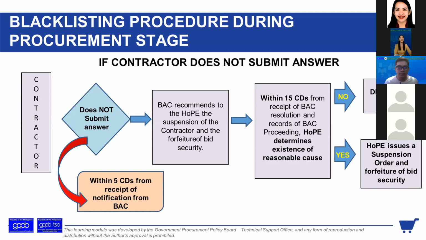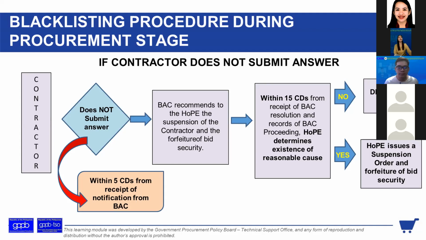So if ang contractor hindi siya nag-answer, anong mangyayari? Within calendar days from receipt of notification from BAC, the BAC shall recommend to the HOPE. Automatic yan. The suspension, automatic yung recommendation, hindi automatic yung suspension. Automatically, the BAC shall recommend to the HOPE the suspension of the contractor and the forfeiture of bid security. Okay? So, pag di siya nag-submit, automatic na lang gagawa yung BAC ng recommendation for the HOPE to suspend the contractor and forfeit the bid security. Wala nang chance yung contractor mag-argue at the level sa BAC.